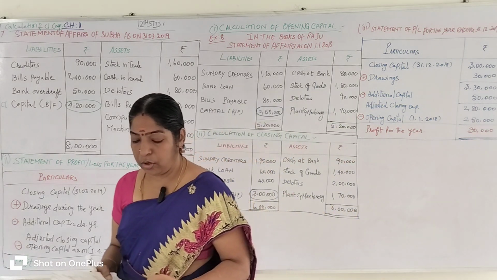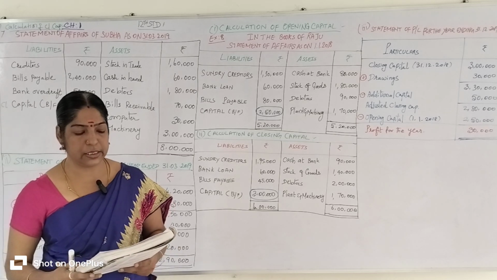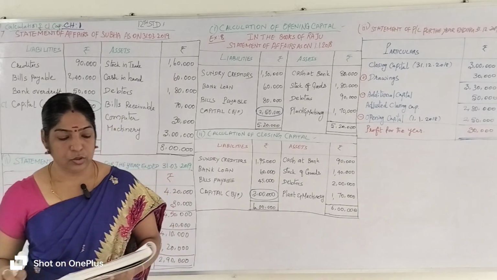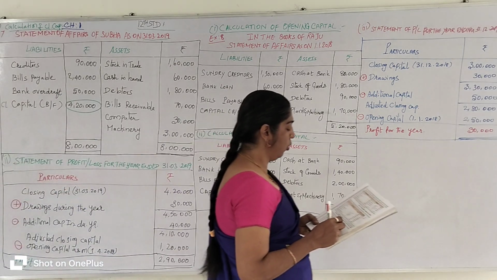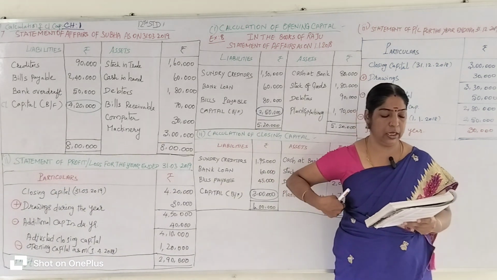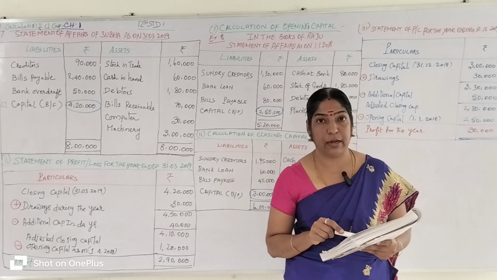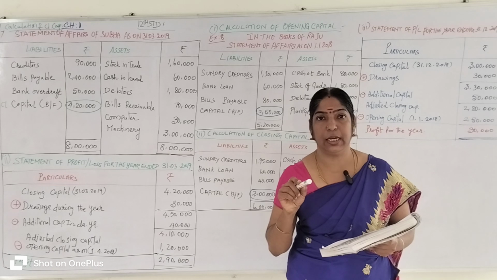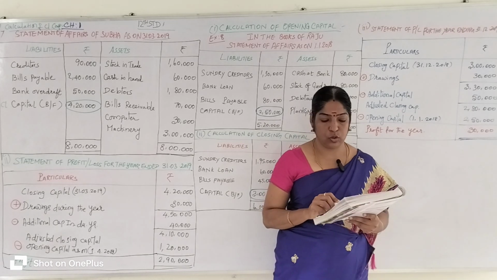Exercise sum number 8. Raju does not keep proper books of accounts. Following details are taken from his record. Let's read the question. 2 accounting periods are given here. Cash at bank, stock of goods, debtors, sundry creditors, bank loan, bills payable, plant and machinery, two periods given here. During the year, he introduced further capital. What is meant by introduced further capital? Means additional capital. Underline and write additional capital. How much rupees? 50,000 rupees.